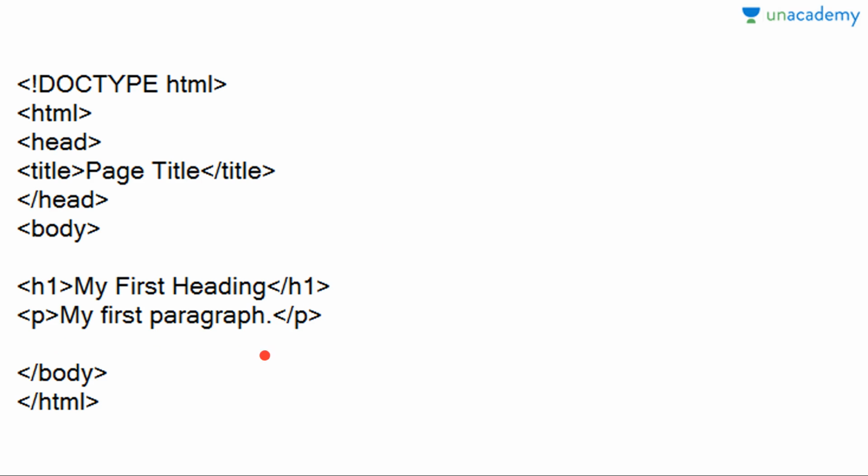And after that we use the P tag. P tag is for paragraph. We start with the P tag, my first paragraph, P tag close. This is a double tag, that's why we need to close it.